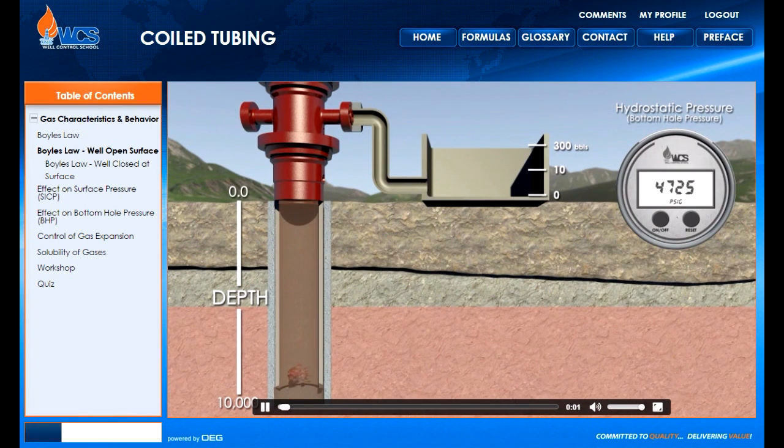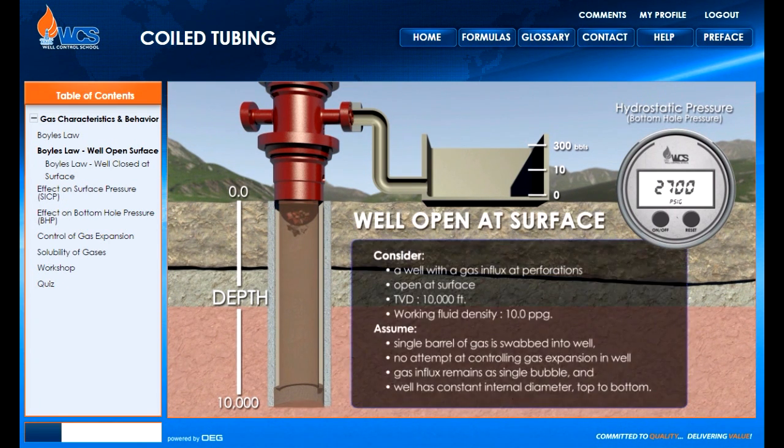Boyle's law can be used to illustrate some important points about the behavior of a gas influx as it is circulated or allowed to migrate up the well. Assume a single barrel of gas is swabbed into the well as tubing was pulled from the well. There is no attempt at controlling the gas expansion in the well. It is unlikely that the barrel of gas will remain a single, discrete bubble, as some of the gas may be dissolved into the liquid, and some may percolate upwards, with the remainder stringing out in length as it begins to migrate. However, in this example, imagine that the gas influx remains as a single bubble, and the well has a constant internal diameter from top to bottom.